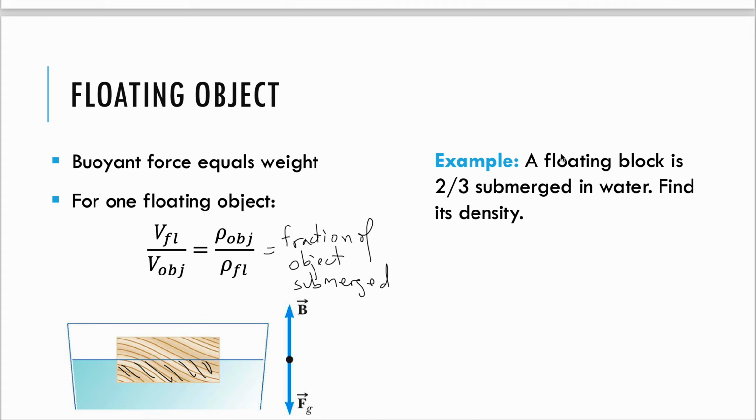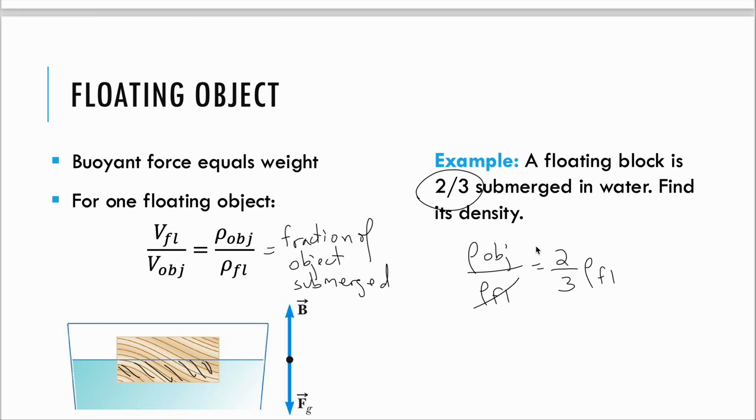A floating block is 2/3 submerged in water. Find its density. So if it's 2/3 submerged, that's the fraction of the object that's submerged. That's equal to this ratio here. So that means that the density of the object divided by the density of the fluid is equal to 2/3. So all you have to do to find the density of the object is multiply both sides by the density of the fluid.